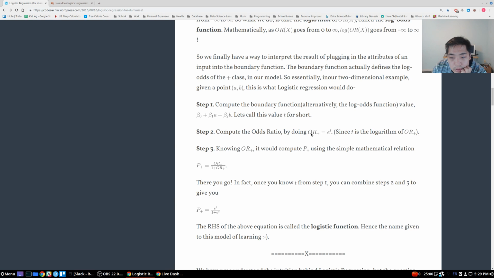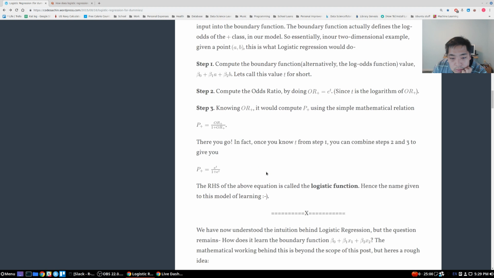Compute the odds ratio plus by doing OR plus equals e to the t, since t is the logarithm of OR plus. Knowing the odds ratio plus, it would compute p plus using this simple mathematical relation: OR plus over 1 plus OR plus. There you go. In fact, once you know t from step 1, you can combine steps 2 and 3 to give you p plus equals e to the t over 1 plus e to the t.